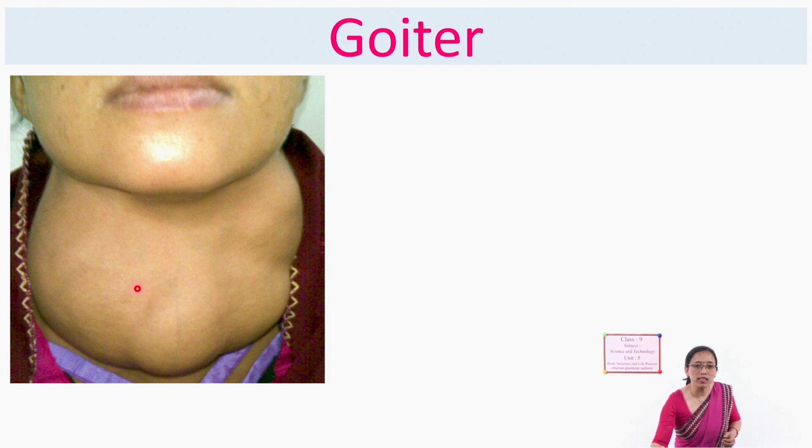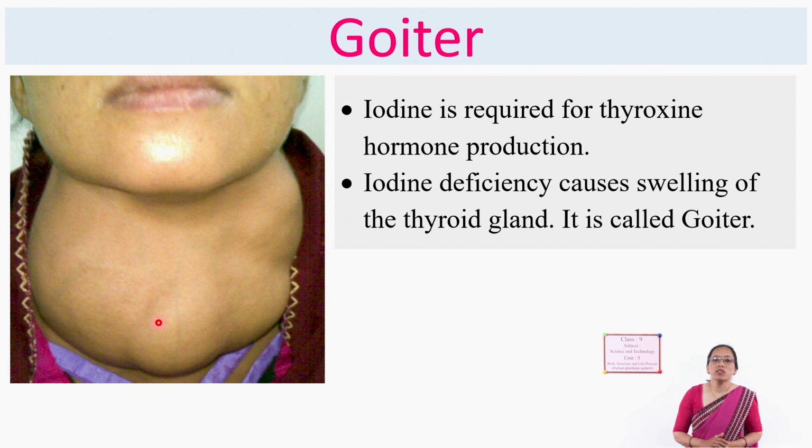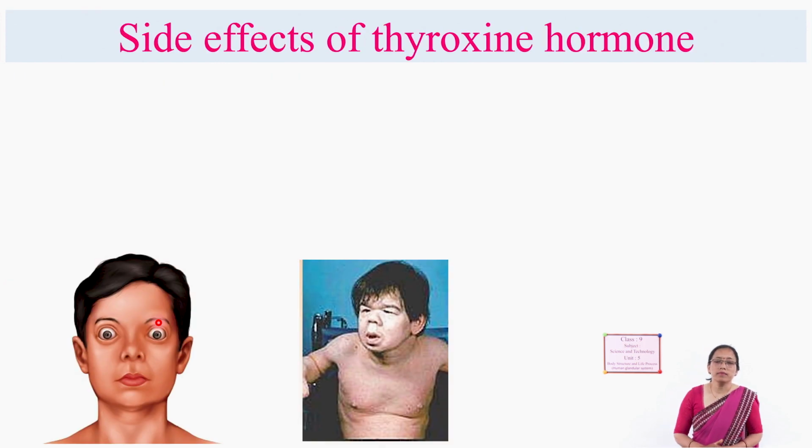Just like in this figure, see, in this region there is the thyroid gland. Due to inflammation in the thyroid gland, it is bulging out and coming out of the neck also. It looks like a big ball on the neck region. This is called goiter. That means if there is deficiency of iodine, it causes swelling or inflammation of the thyroid gland. That is called goiter. And not only that, there are many side effects of thyroxine hormone.